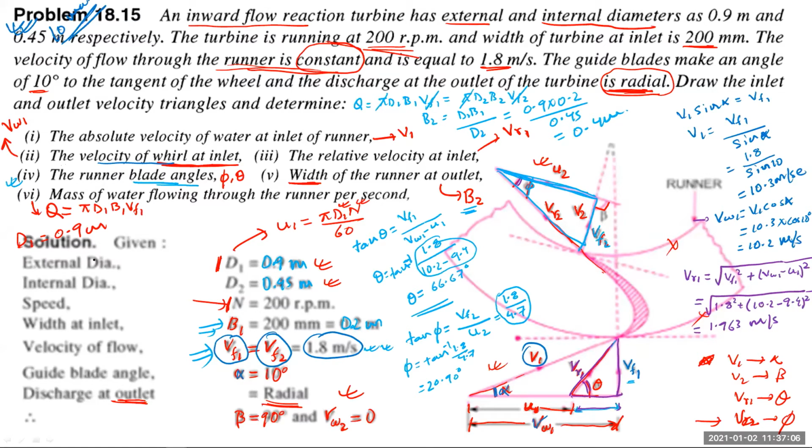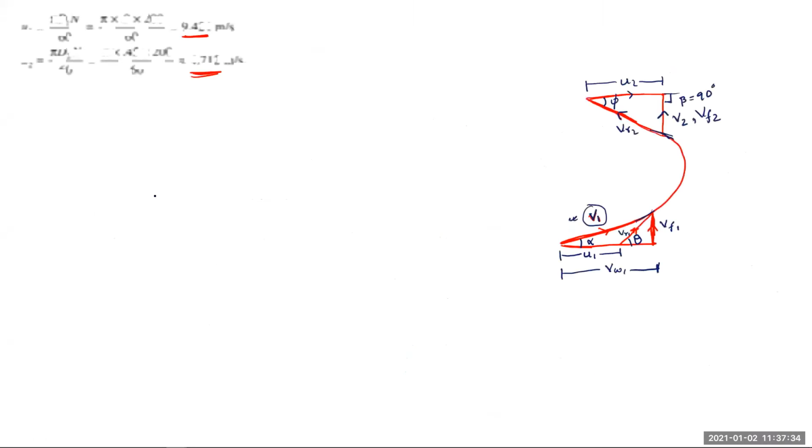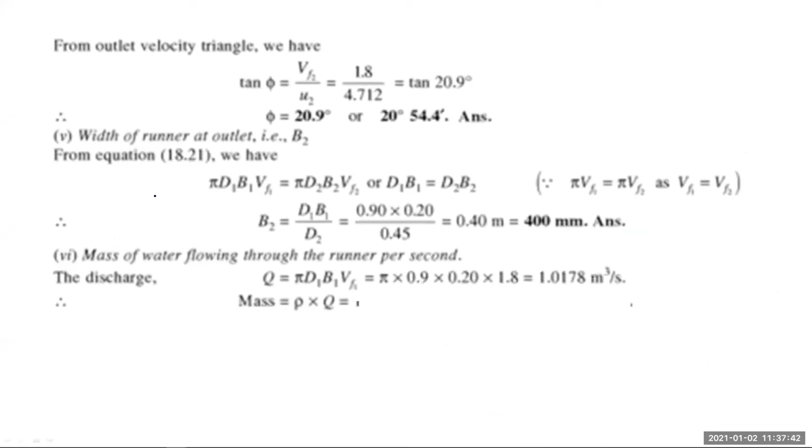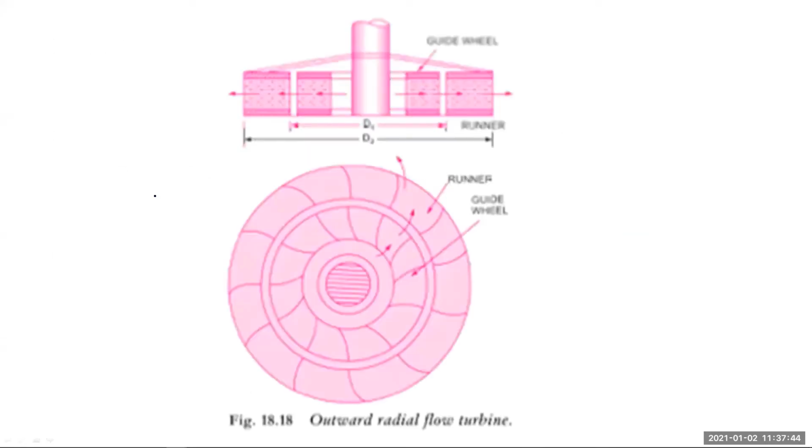Finally, the last question asks for the mass flow rate, and all the formulas are written in front of you. Q equals pi into D1 into B1 into Bf1. Why I am telling these formulas again and again is so that they are stored in your memory. So this is how to solve the numericals. All the solutions are given step by step, and in the same way I have also solved.